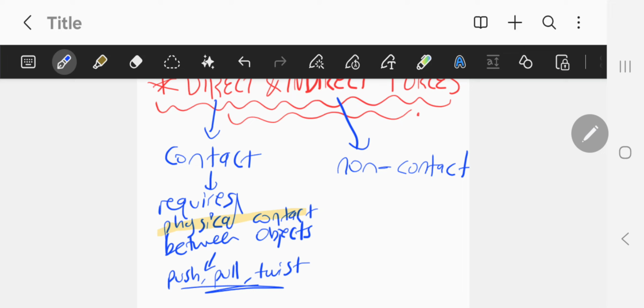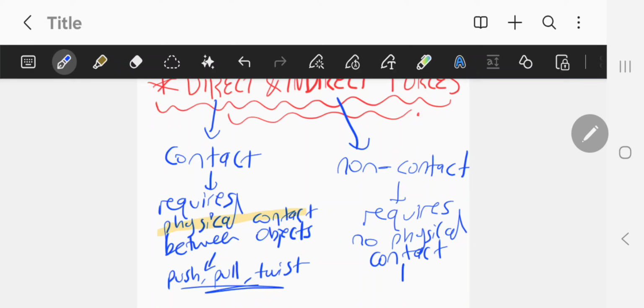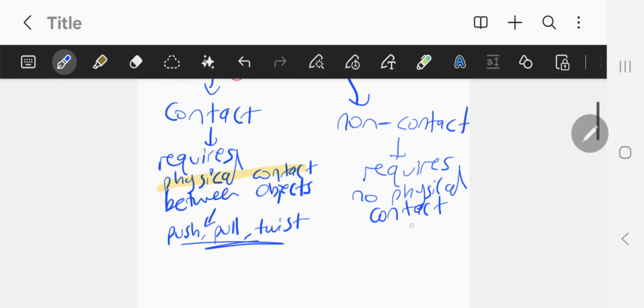Then you have non-contact, and this is the exact opposite. This requires no physical contact, or no physical contact required, another way to put it. These non-contact forces are very important. They literally define our very existence every day. The one that comes to mind straight away is gravity. Gravity isn't physically touching us. It's acting at some distance. It's all around us in space.